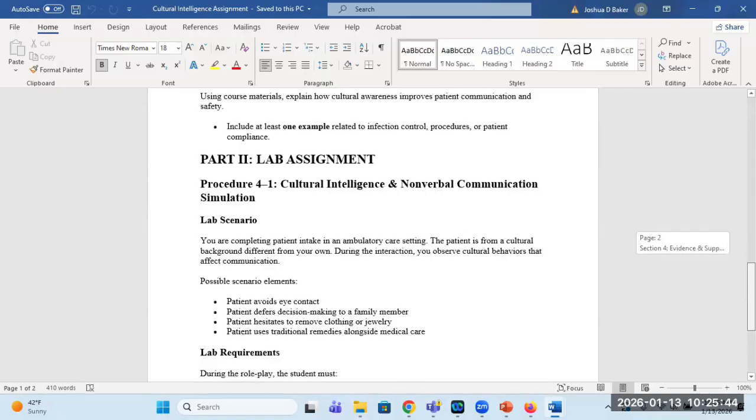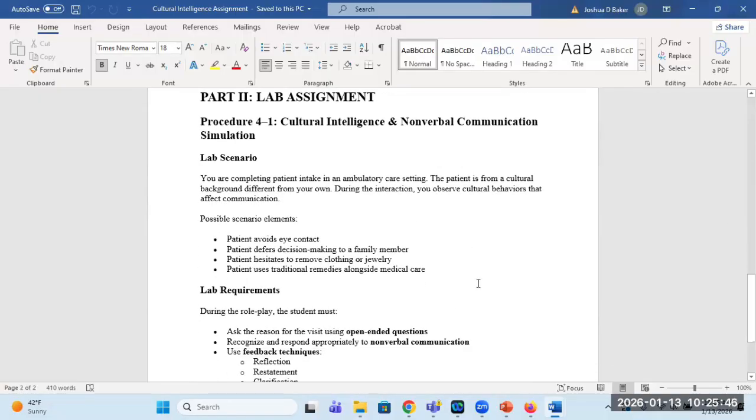Part 2 is the lab and possible scenario elements. I like to get Rodney and Jason and a few other people to come and be their patients, so they don't always recognize their facial expressions, and they're not trying to help each other.